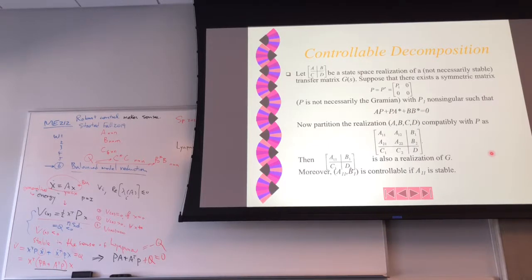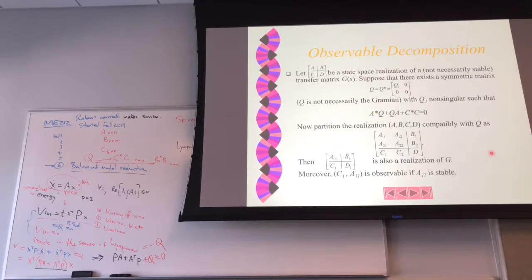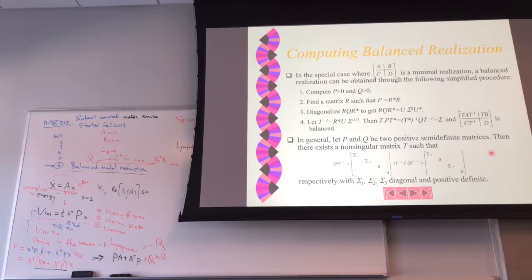So this is a minimum. Okay, this is a minimum. The same thing for observable decomposition. So the balanced one is when P is Q and is diagonal. Okay. So then, what we are going to find out is T. That T is called similarity transform, to transform the minimum realization to a balanced realization.